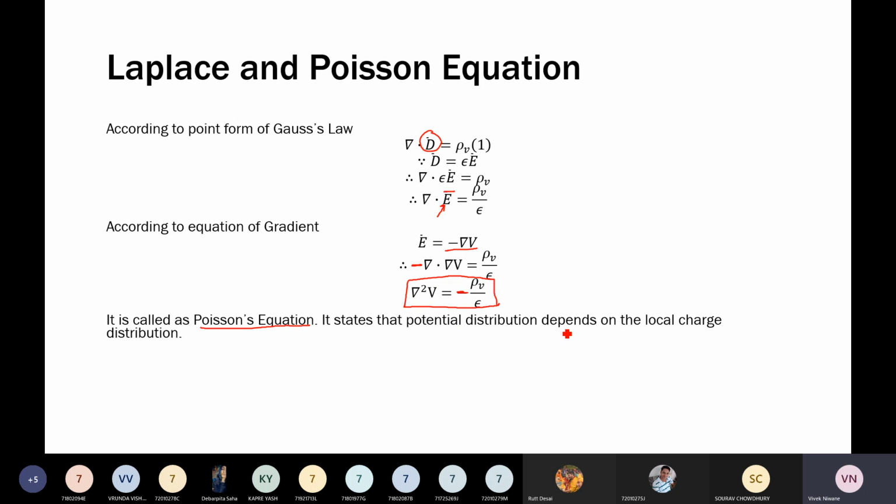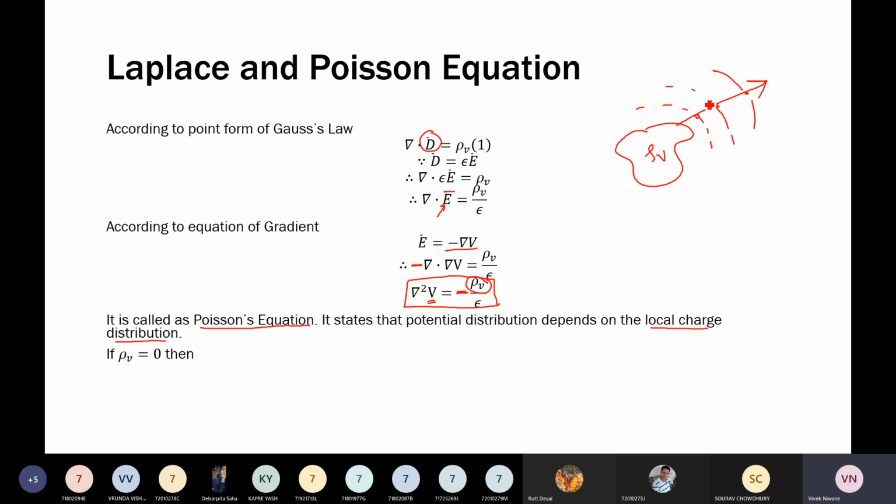It says that the potential distribution depends on the local charge distribution. Meaning, the larger the rho v, the larger your potential will be. The more the volume charge density, the bigger the potential. What does the negative sign indicate? It indicates that the potential difference V is going to reduce as you move away from the volume charge. Here there will be some potential, and this potential is going to reduce as you move away from the volume charge.